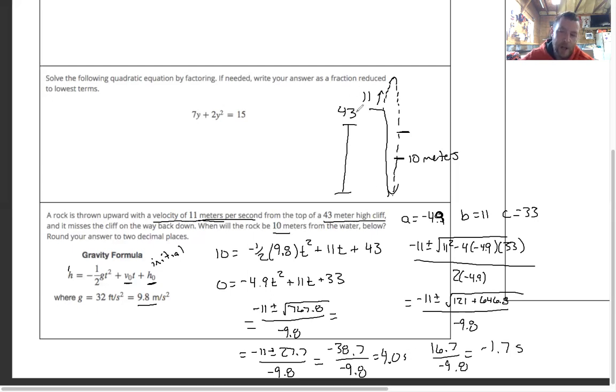And so I need to check to see which one I think is correct. Well, if I throw that thing, -1.7 seconds doesn't make a whole lot of sense. It can't be negative time. So if it travels in 4 seconds, it's going to be right here. So my answer is going to be 4 seconds. Now you'll have one more like that.